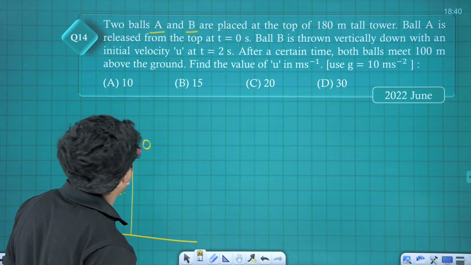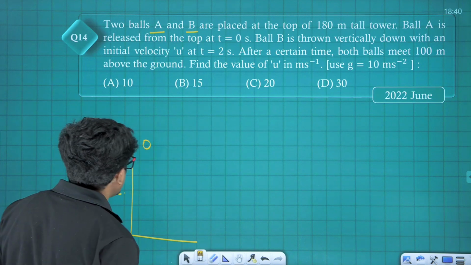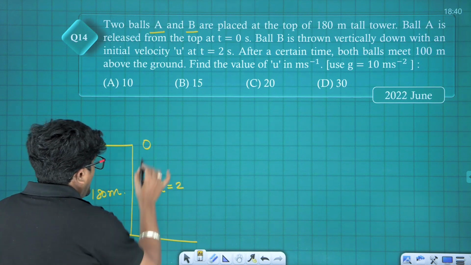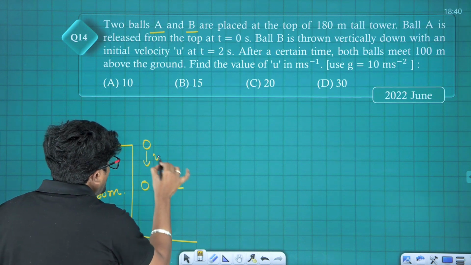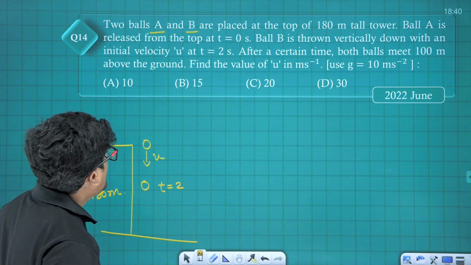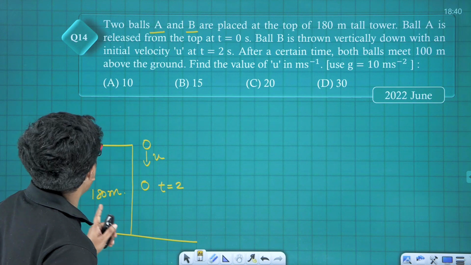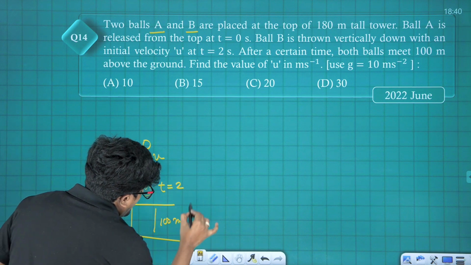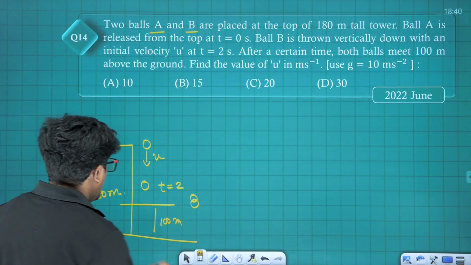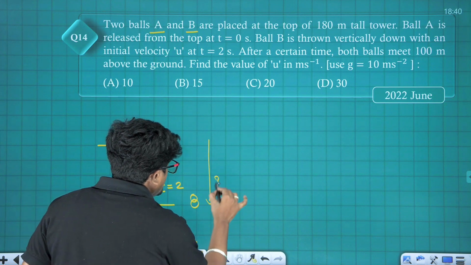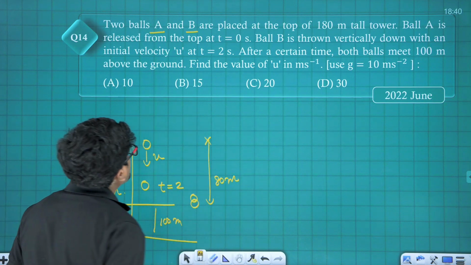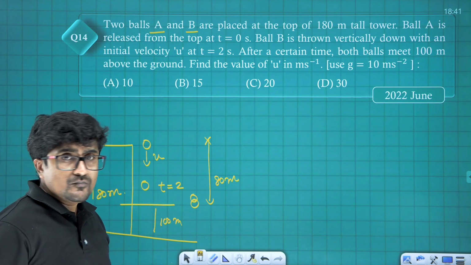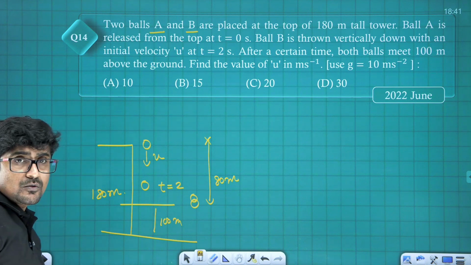And ball B is thrown vertically down with an initial velocity of u at t equal to 2 seconds. So at t equal to 2 seconds, here this is the first ball, and here I am throwing this with a speed of u meter per second. Now, after a certain time, both the balls meet at 100 meter above the ground. This is 100 meters, and here both the balls meet. So this is 100, that means this distance needs to be 80 meters. Now the question is, find the value of u. That is what we need to find out.